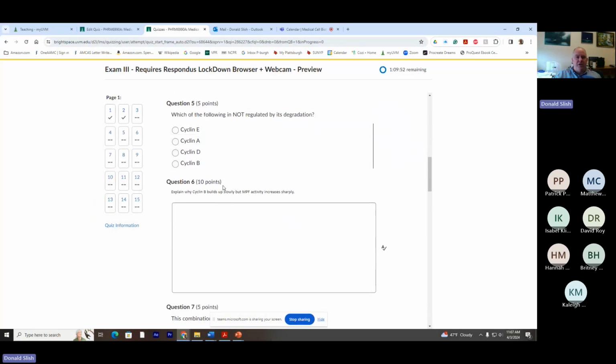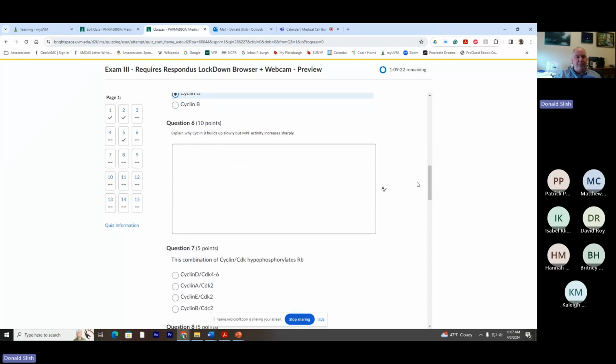Which of the following is not regulated by its degradation? That's cyclin D, right? The other ones are regulated by degradation to keep the cycle going forward. Cyclin D is controlled by transcription through activation by growth factors, and once the cell gets into S phase, it's no longer responsive to growth factors, and that's what makes it go away. So this is only controlled by its transcription, whereas the other ones are controlled by being broken down.